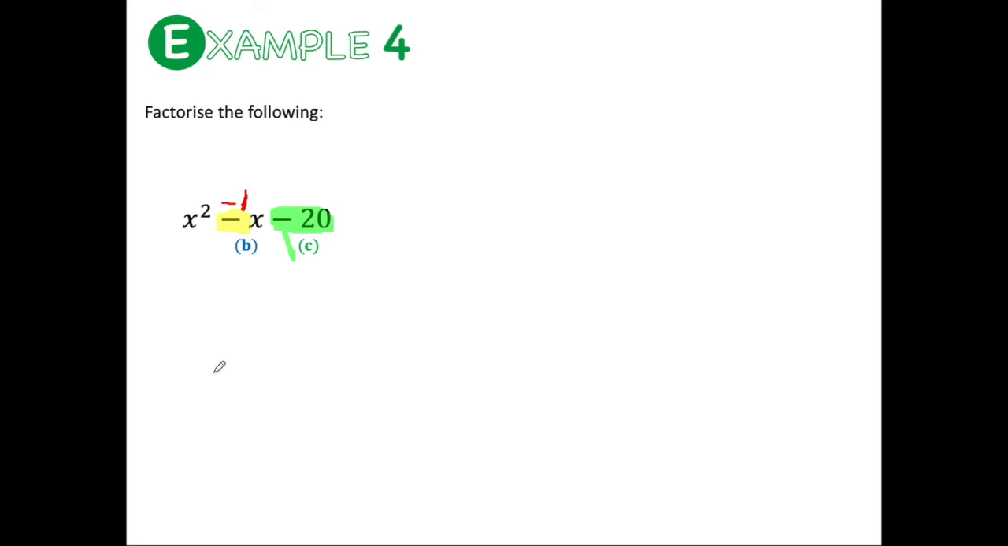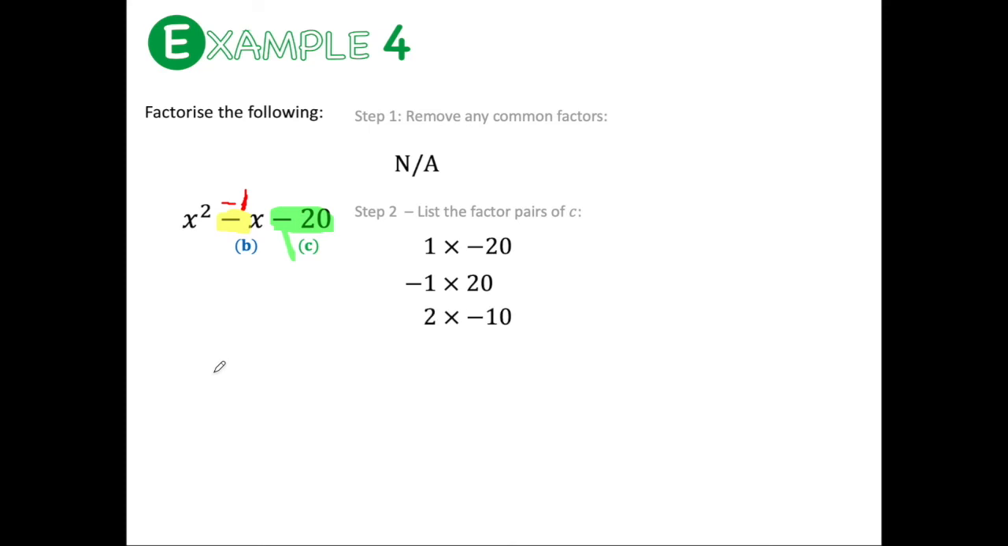And you can actually write that underneath the expression as your first step if it is going to help you to remember. So I don't have any common factors to remove, so I can go ahead and look for my factor pairs of c. So what factor pairs multiply together to give me -20? And because it is -20, I need to have one positive and one negative number in my factor pairings. So I've got 1 and -20, and I've also got -1 times 20. I've got 2 times negative 10 and negative 2 times 10. And I've also got 4 times negative 5 and negative 4 times 5. So they are all my factor pairs of negative 20.